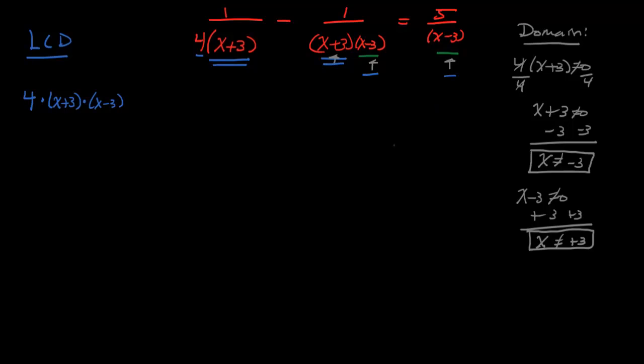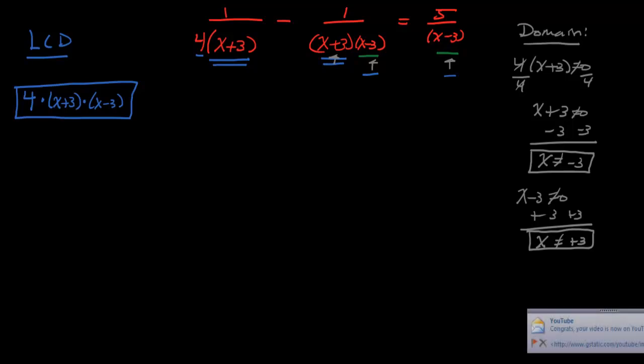So I recognize that my LCD for this problem is going to be 4 times x plus 3 times x minus 3. I do not recommend multiplying and distributing that out. I do not think that's important. It actually is going to hurt your ability to solve this problem, so keep it in this form.